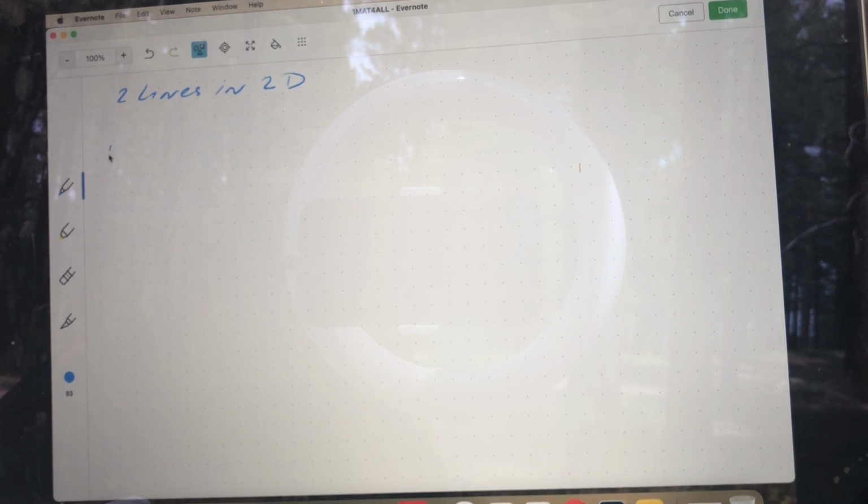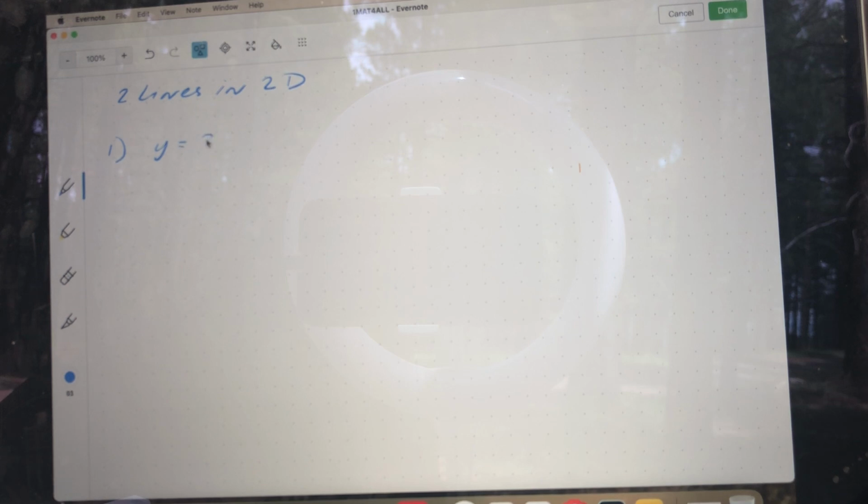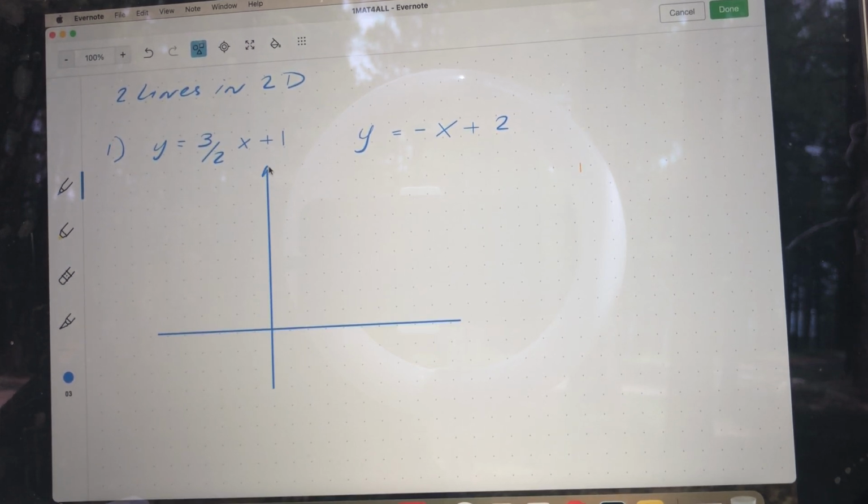So the first one is, let's say I have an equation y equals 3/2 x plus 1, and the second equation is negative x plus 2. Now, we already know how to sketch these, so let us make a sketch and see what they would look like. So the first equation has the y-intercept, which is the b, as 1.